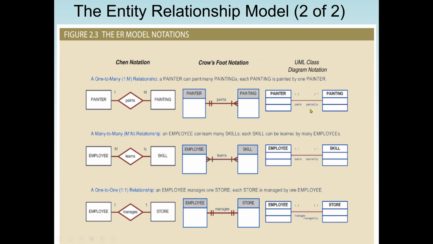And here, when we're using an object-oriented database system, we can have a class diagram. So here we have a class named Painter, which is our entity. Paints, painting, one-to-one. And also it can be one to many, many to many, etc. So we have employee, skill, employee, and store. And this is again a class diagram.